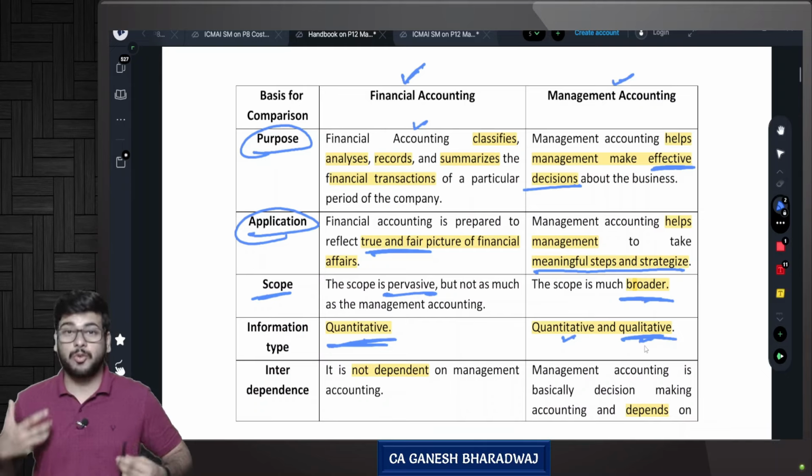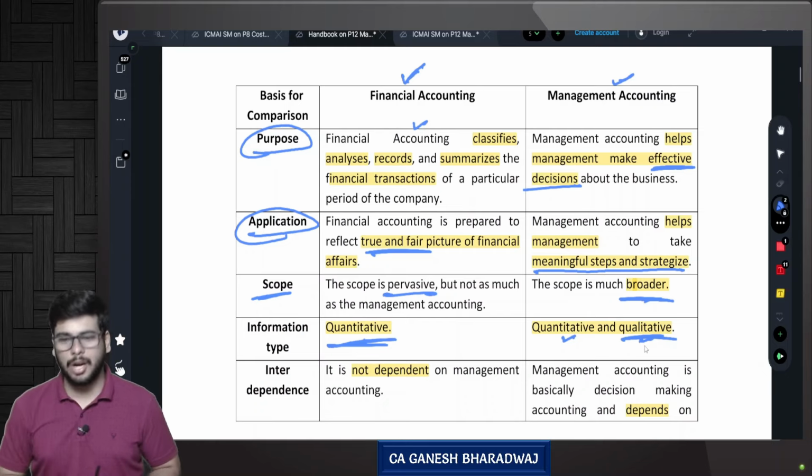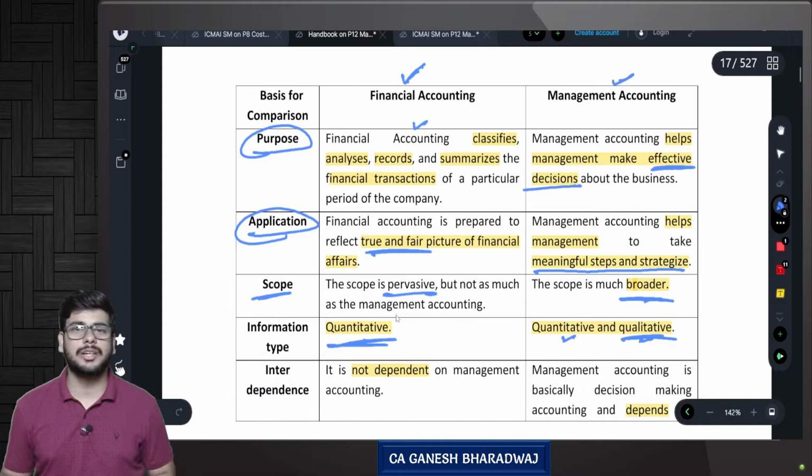So these are all some qualitative factors that are also considered in our subject, management accounting. All of these things are not considered in your financial accounting. Clear? I just gave an example.